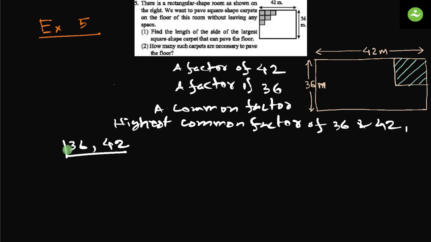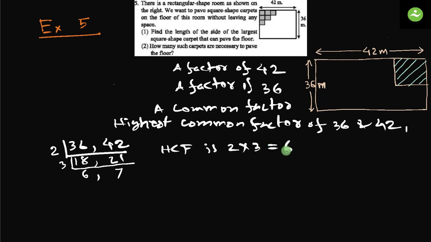We know how to find HCF. Just divide with a prime factor. Number 2 divides both. So 18 into 2, 21 into 2. Again we can divide with 3. Divide by 3, 3 into 6, 3 into 7. And that is it. There is no other number that divides both. So 2 into 3 is the HCF. HCF is 2 into 3 equals 6.